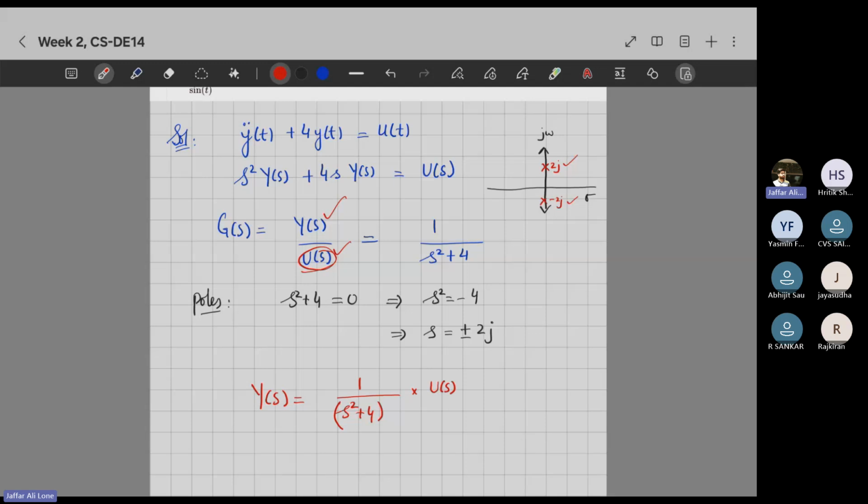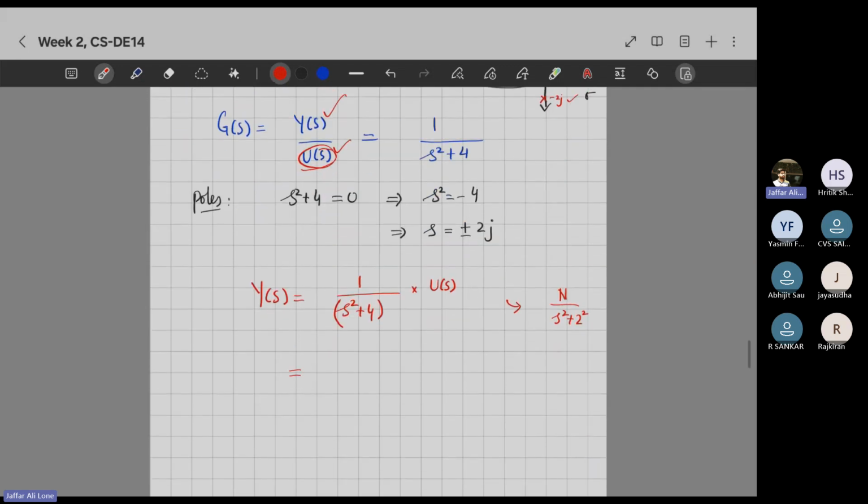Is it possible I'll get something in the denominator like this? Is it possible that the contribution of U(s) is something, I don't care about the numerator, but something in the denominator, which is s square plus 4, or in simple words, s square plus 2 square? Why? Then in that case, this system will be s square plus 4 into 1 divided by s square plus 4.